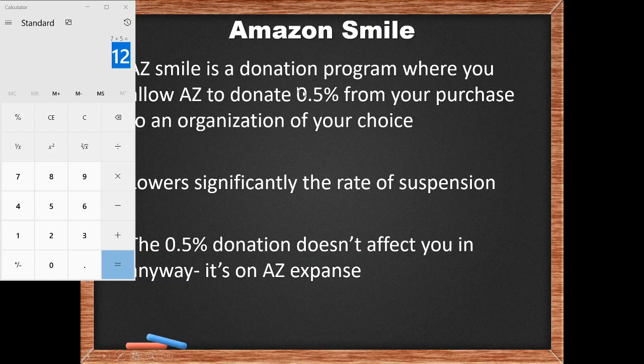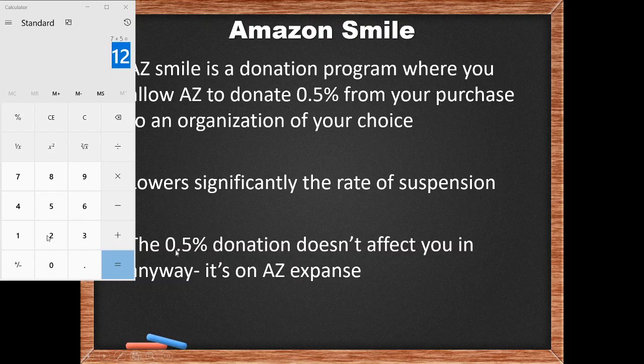Amazon Smile is a donation program where you allow Amazon to donate 0.5%, a half percent, from each purchase you make on Amazon to an organization of your choice. Okay, so it lowers significantly the rate of suspensions, and the nicest thing about it is it doesn't affect you. Okay, you're not the one who pays the half percent. Okay, Amazon does. So you just give them permission.